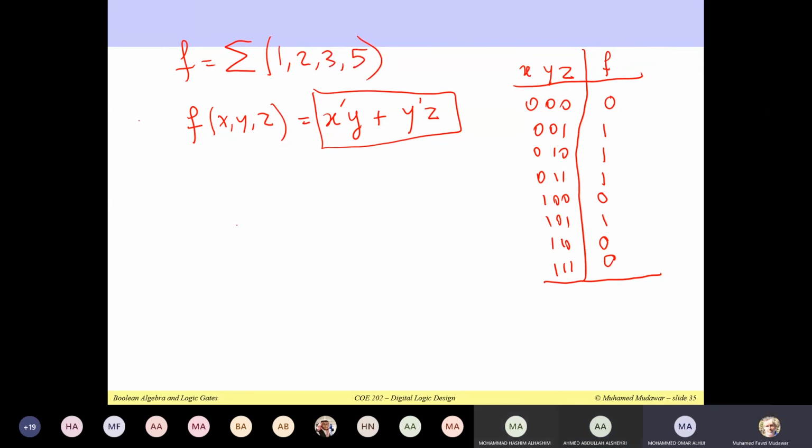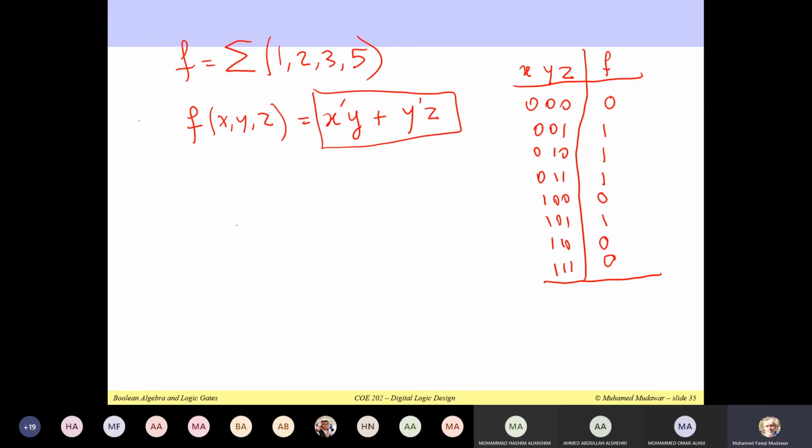So I obtained the minterms from the expression. So I evaluated the expression using a truth table. Okay. So now you can see that we have obtained the minterms for the function f.